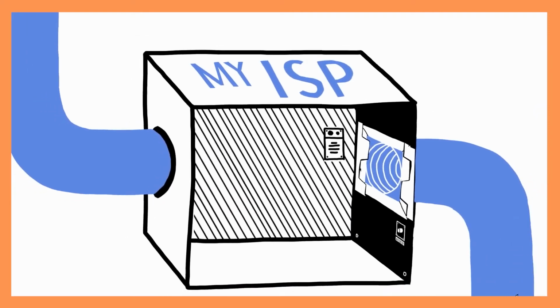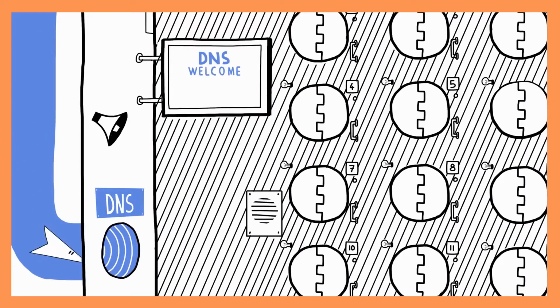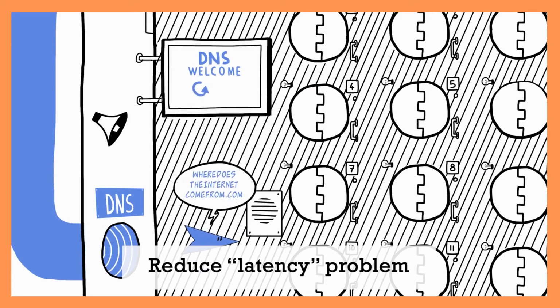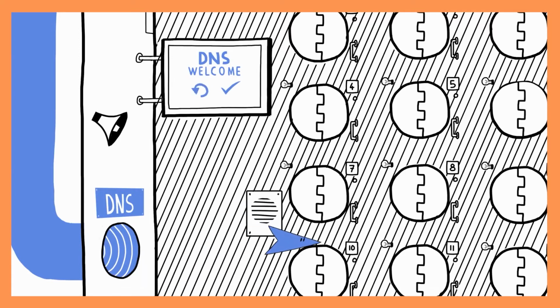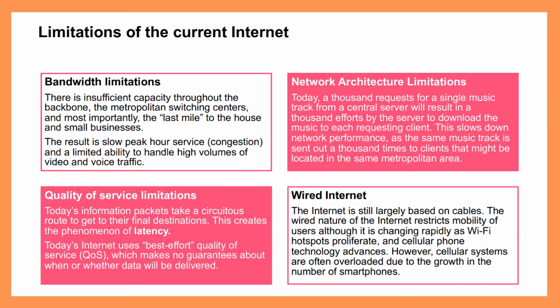There are still improvements to be made to the quality of service, like reducing latency in online content delivery. Network architecture also has shortcomings. Lastly, the internet is still largely based on cable. Copper cables use centuries-old technology, and fiber optic cable is expensive to place underground. The wired nature of the internet restricts mobility of users.